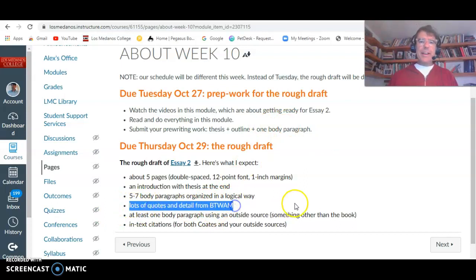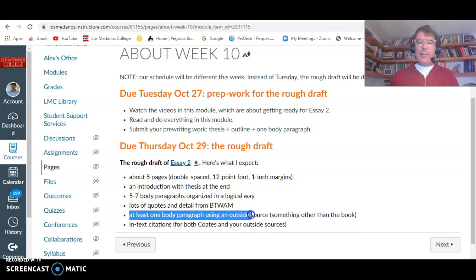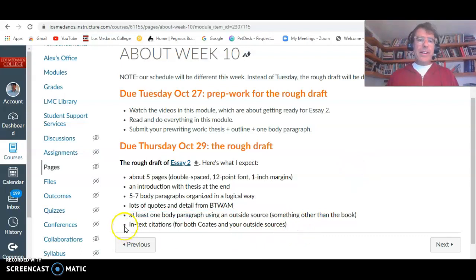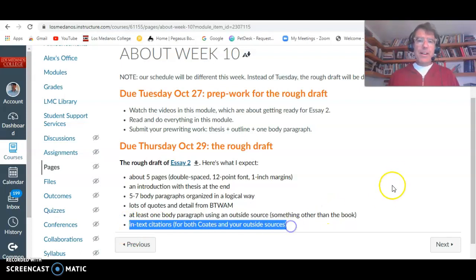Lots of quotes in detail from Between the World and Me. And at least 1 body paragraph using an outside source, something other than the book. So you might remember the research starter kit, and we've had assignments where you're working on that. So you'll have at least 1 outside source that you're going to use in your rough draft, plus the book. And then finally, last thing on the list, is you must have in-text citations for both quotes and your outside sources.